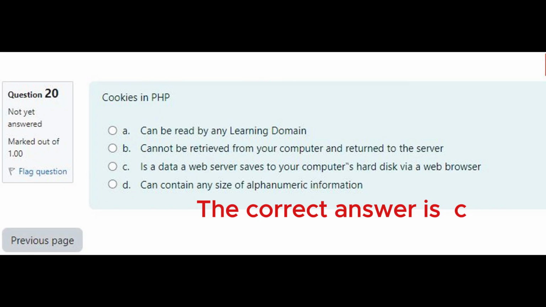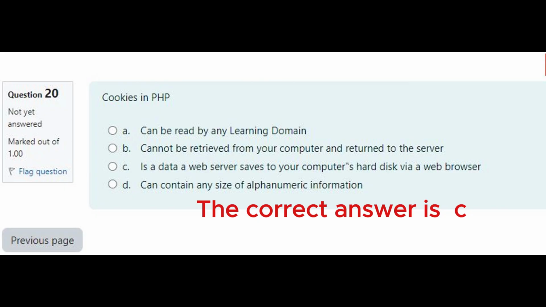Cookies are small pieces of data that web servers send to browsers. Browsers store these cookies on the user's computer. The browser sends the cookies back to the server with subsequent requests. Why the other options are incorrect? A. Can be read by any domain. False. Cookies are domain-specific due to same origin policy. A cookie set by example.com cannot be read by another site.com.